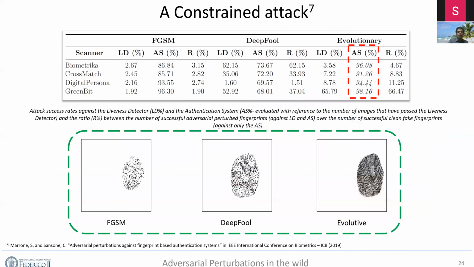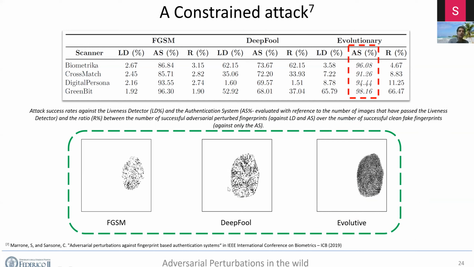And in the results, we tried several approaches. The first one is known as fast gradient sign. This is the first approach proposed in the literature. It's very easy to understand. Another one is DeepFool. This one is very, very powerful. And the third one, reported as evolutive, is known as one pixel. And the last one is very interesting because it's not based on the gradient of the network.